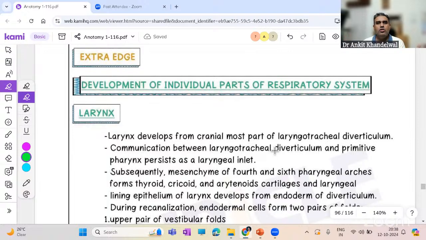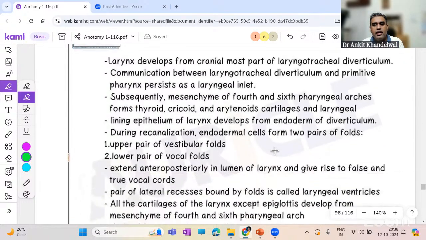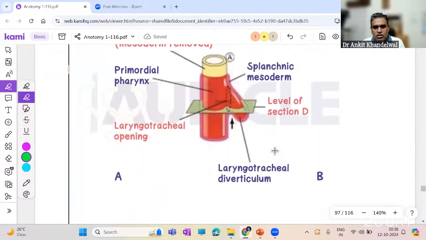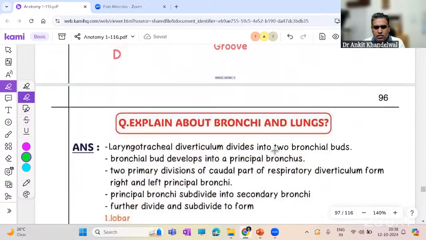You have bronchi, bronchioles, like first degree, second degree, third degree, so many branches. They are all endodermal lining epithelium. I'm not going into details of it. Again, have a screenshot or notes. You will have good details of it.